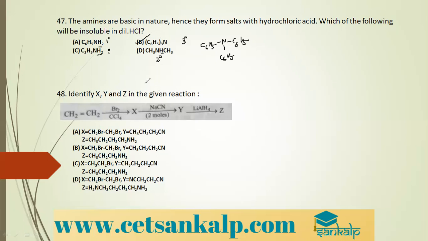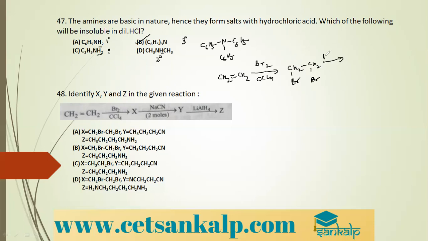Identify X, Y, and Z in the reaction. The reaction starts with an alkene, CH2 double bond CH2. You are treating it with bromine in carbon tetrachloride. So what do you get? The double bond gets broken. Yes, this is the test for unsaturation. Br attacks at both the carbon atoms. So we get 1,2-dibromoethane.